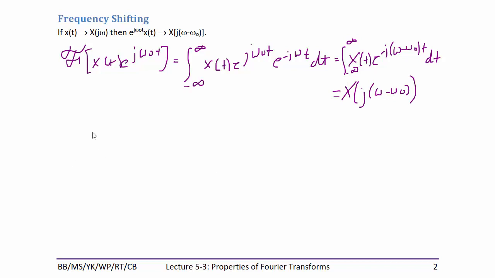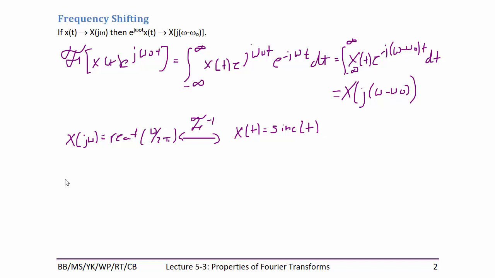So for example, if we have x of j omega equal to the rect of omega over 2 pi, then the inverse Fourier transform is x of t equal to sinc of t.